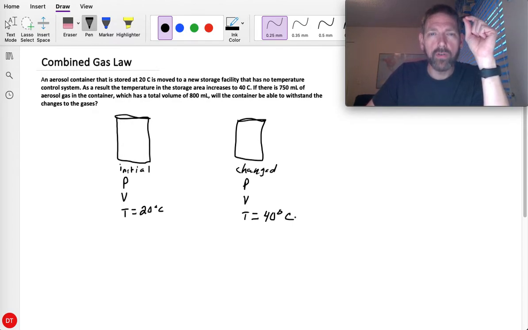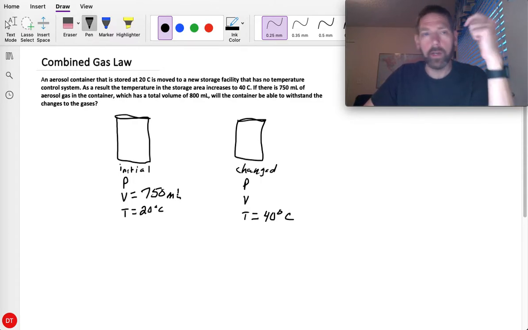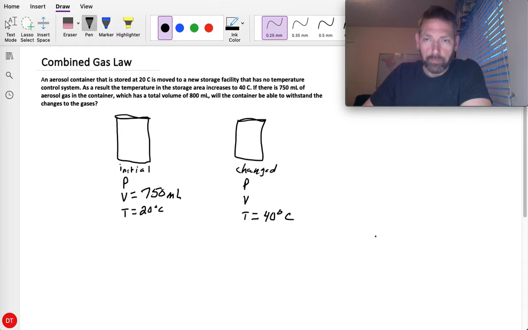If there is 750 milliliters of aerosol gas in the container, so the volume right here is 750 milliliters. That's how much aerosol is in this container, which has a total volume of 800 milliliters. Will the container be able to withstand the changes to the gases? Okay, so a couple things here. So we still have three variables without information in it.